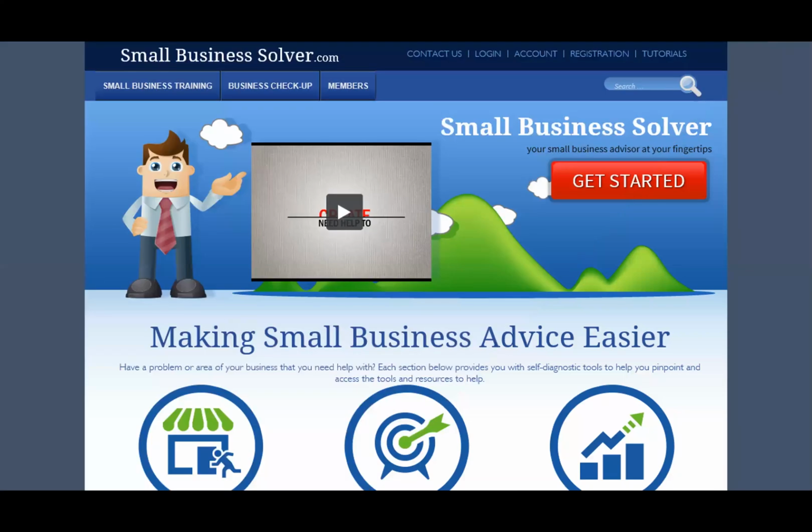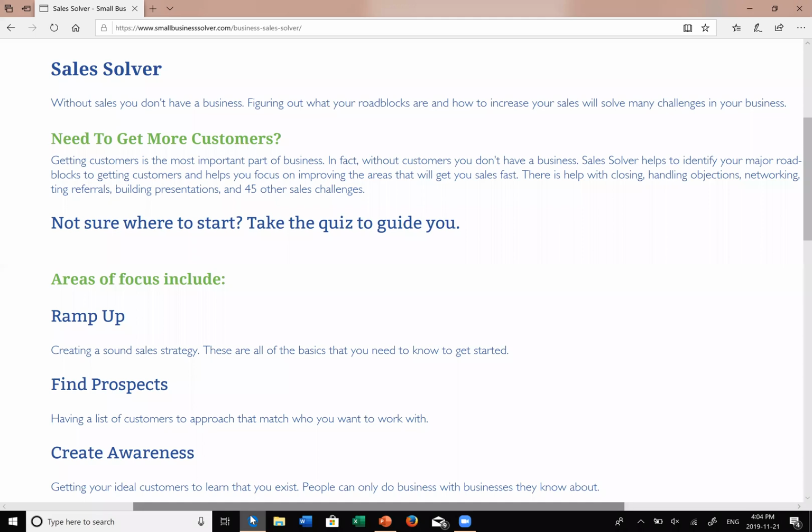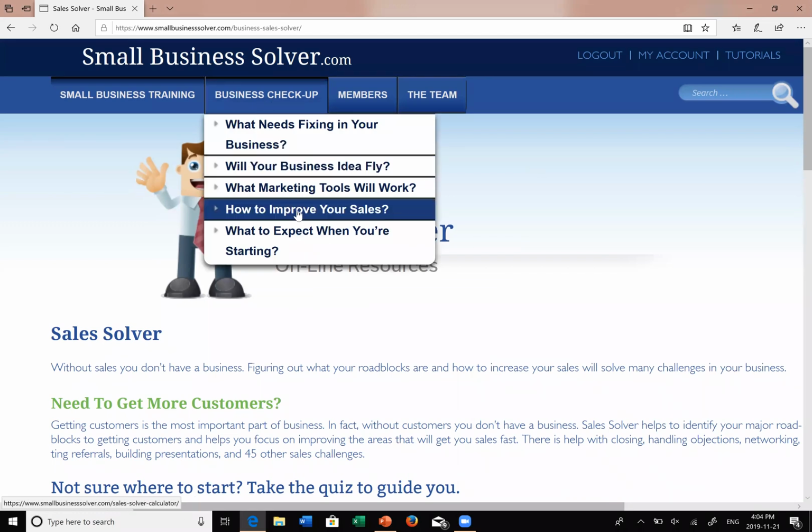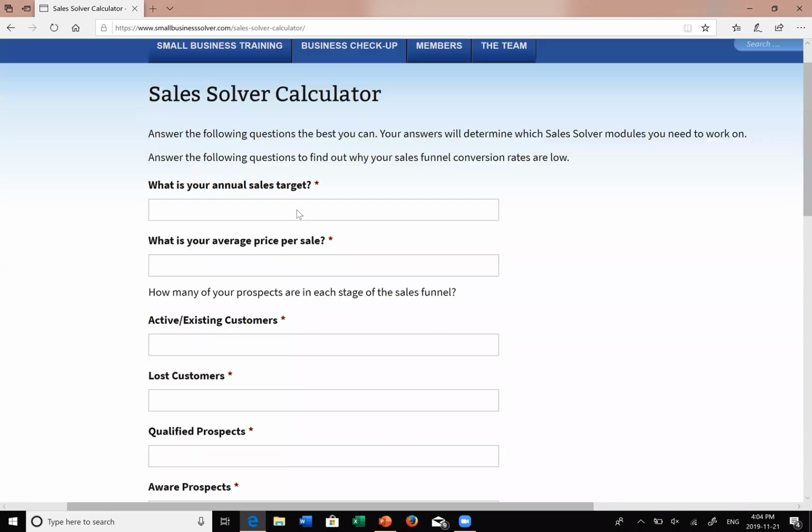The neat thing in Small Business Solver is we actually have a tool to help you figure this out. So I'm actually going to jump into Small Business Solver to show you at the very top, you can go into Business Checkup and see how to improve your sales. And in this section, it's actually a quiz to help you figure out what your biggest bottleneck is. So I'm just going to go through this really quickly.